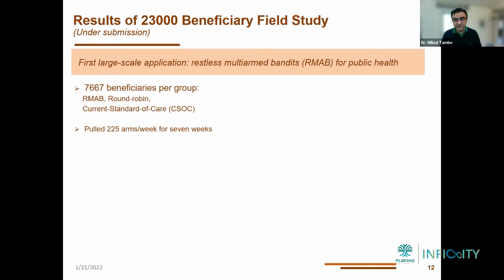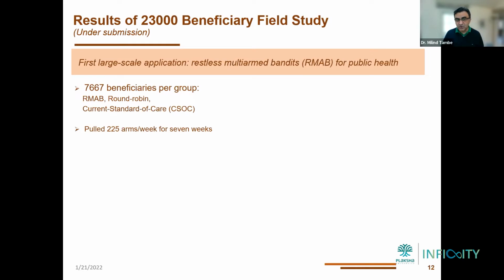In the round robin case, basically we were calling mothers sequentially. First 225, then the next 225, then the next 225. This is to show an approach where the calling was not optimized. The current standard of care group gives no calls to mothers. This is the current standard of care.